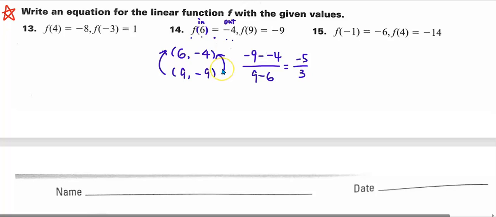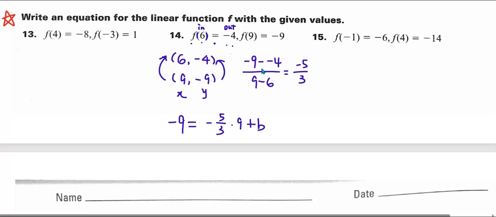Then we come here, we're going to pick a point. You can use either of these points. I'm going to use the second pair. Remember, this is my y, this is my x. So when I write down y equals slope times x plus b, then I'm going to find what the b is. Okay, I'm going to pause it and give you the opportunity to find what b is.